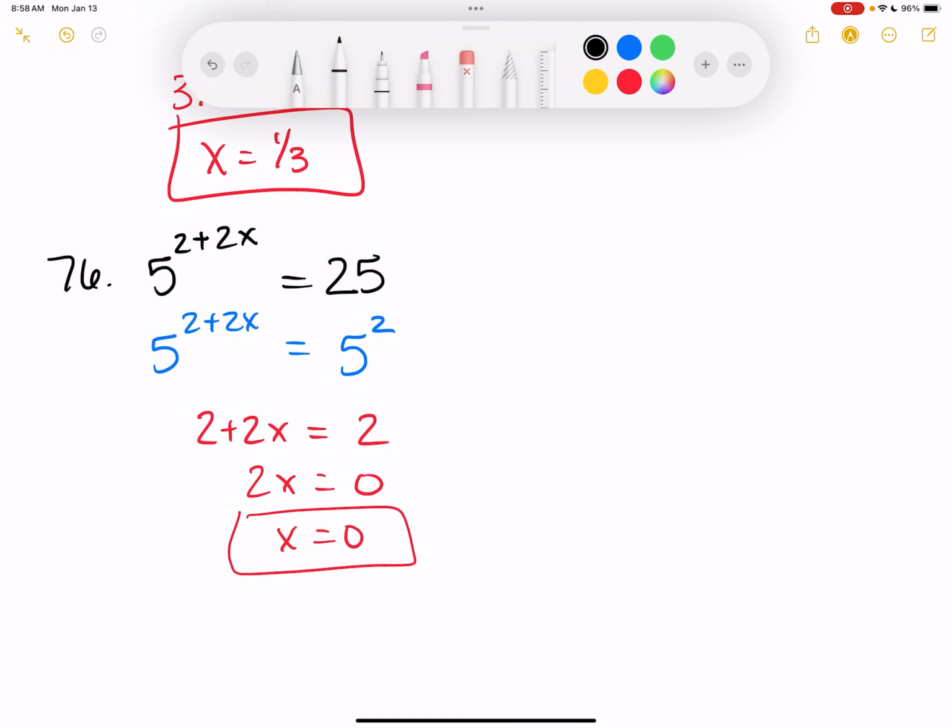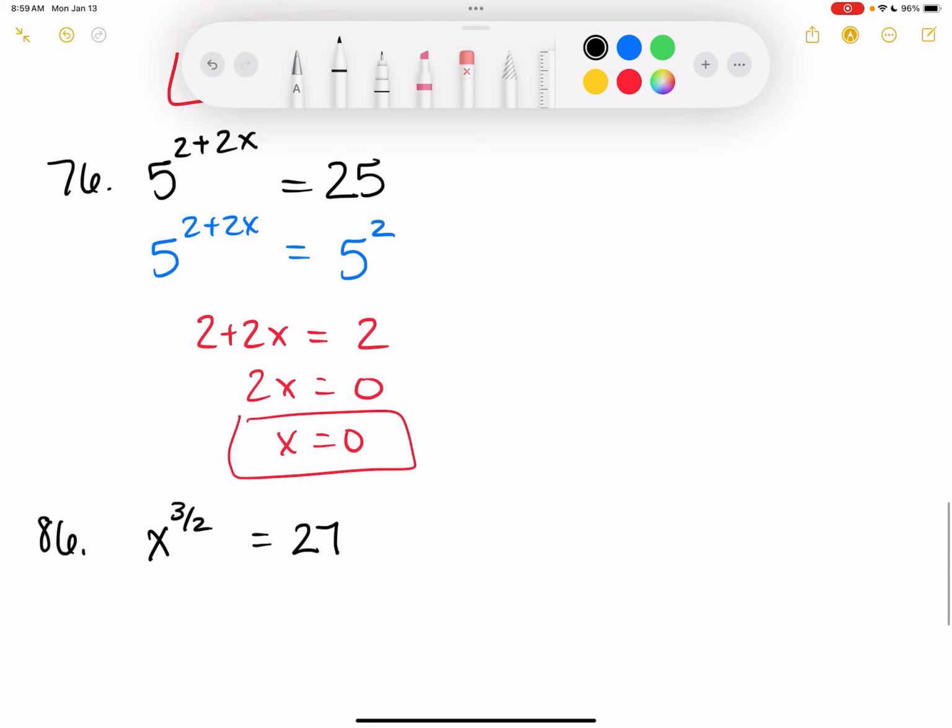Let's see, one that's a little bit more involved here. 86. X to the 3 halves equals 27. So this one's different in that obviously the exponent doesn't have the x in it. The x is the base. So I need to get x by itself.